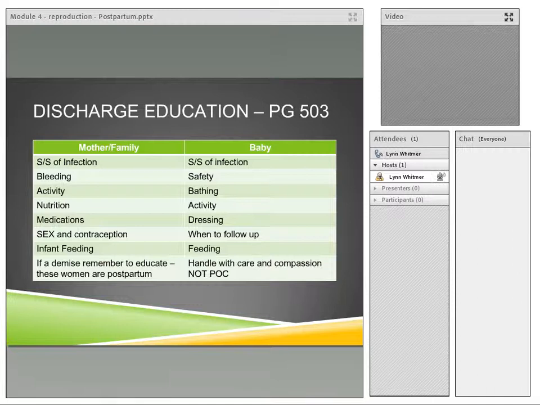Tummy time is important to talk to mommies about. Since we've promoted the Back to Sleep campaign, we still want to discuss tummy time so that they have some time to exercise and push on their arms and pull their heads up, and it's very good for them to do that. Dressing, we ask moms to dress babies in one layer heavier than what they would be wearing for comfort because babies aren't as active.